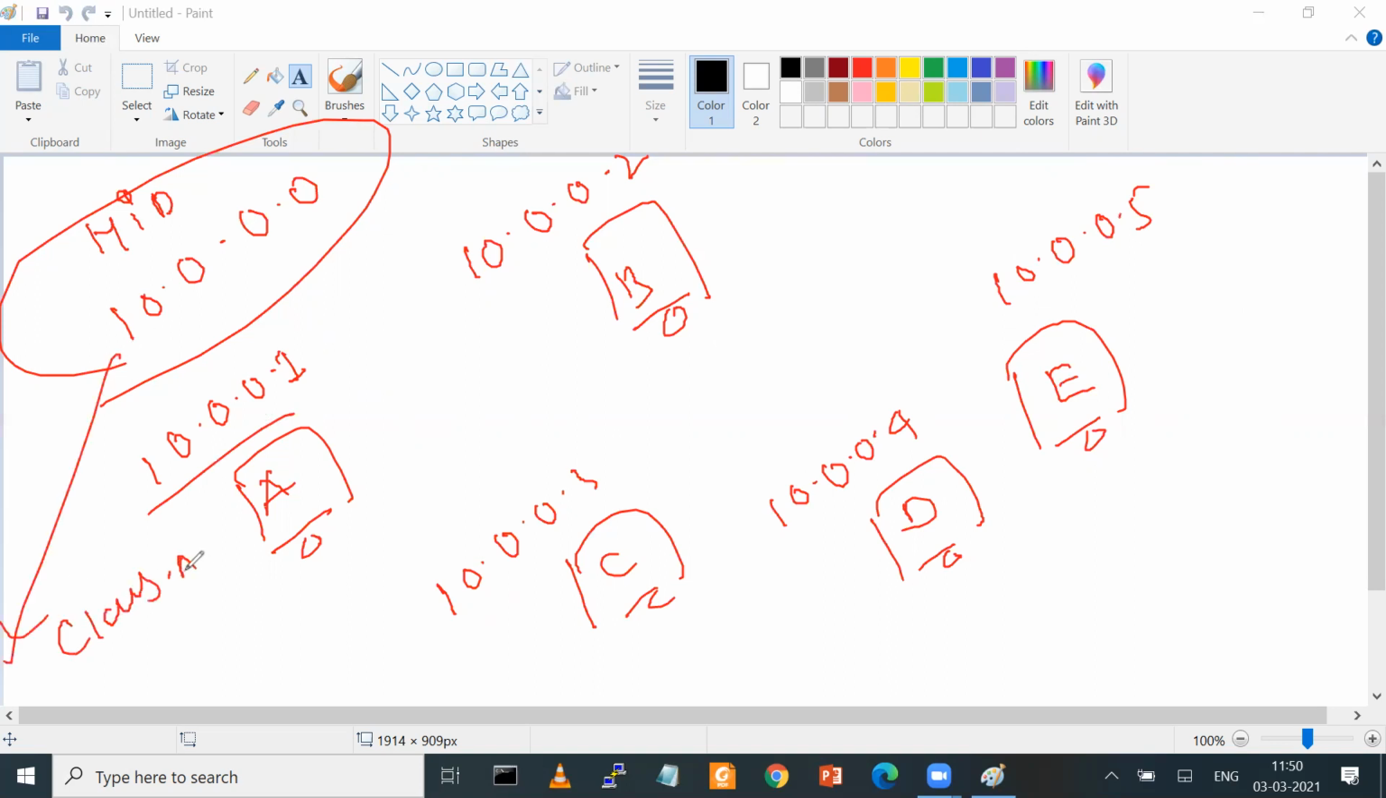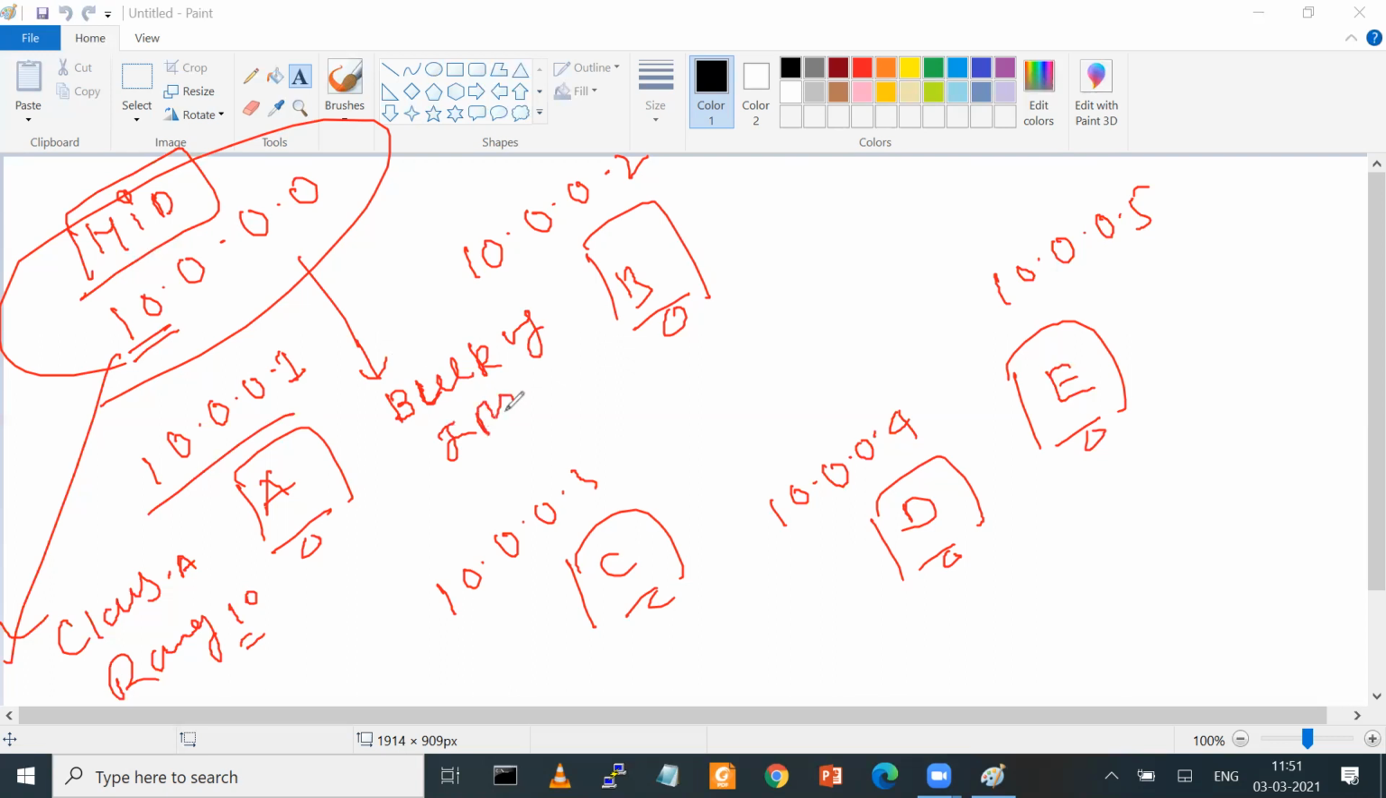सबको पता है कैसे पता चला मुझे क्लास A? फर्स्ट नंबर को देखकर. रेंज इज 10. क्लास A IP range is 10, and this is network ID. Now guys, it's time to understand network ID. Network ID represents bulk of IPs, or you can say it represents the whole range of IP addresses.